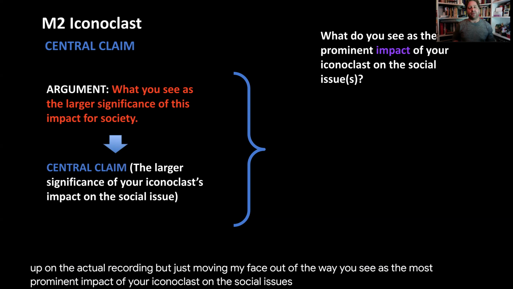Yes, with the non-traditional narrative, it was more about what you feel is the message of the narrative about the social issue. What was the consequence of that message, and what was the larger significance of it? So here we're talking about the impact of an Iconoclast as kind of the message, if you will, in this case. But the rest of it should be fairly familiar. So let's take a look at an example here.